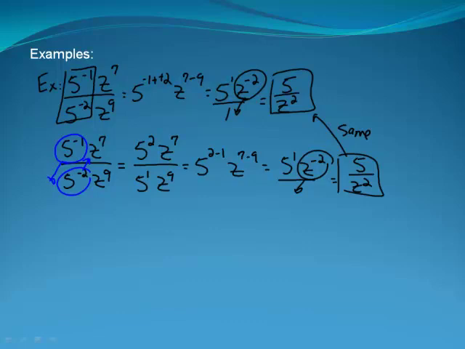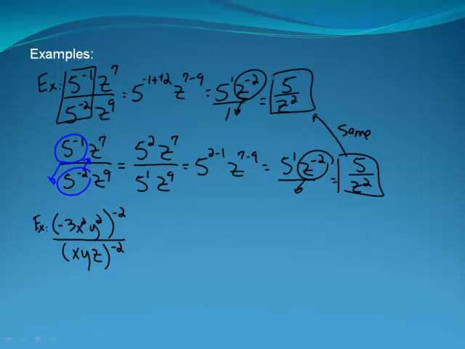Okay, let's look at this problem. Let's say I asked you to simplify the quantity negative 3 x squared y squared, all raised to the negative 2 power, divided by the quantity x, y, z, that quantity also raised to the negative 2 power.